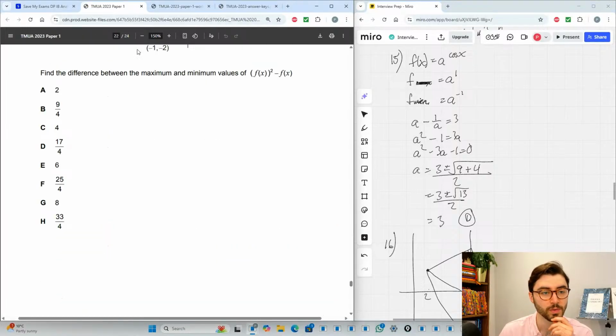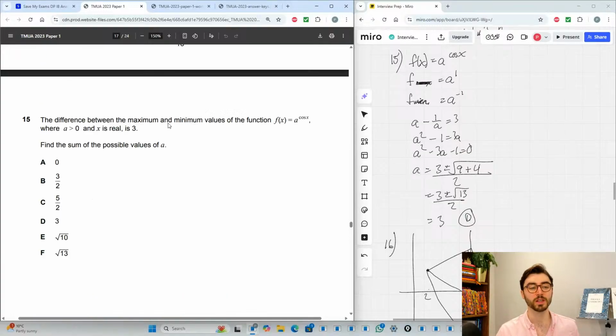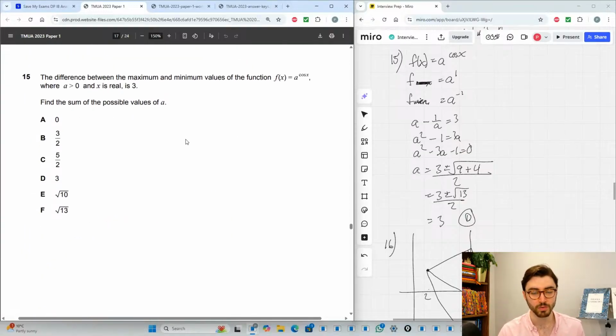Did I just misread the question? Because this will inform, because this is what you do, right? You do a run and then you think, what did I do wrong? And that informs your next run. The difference is 3. Find the sum of the possible values of A.